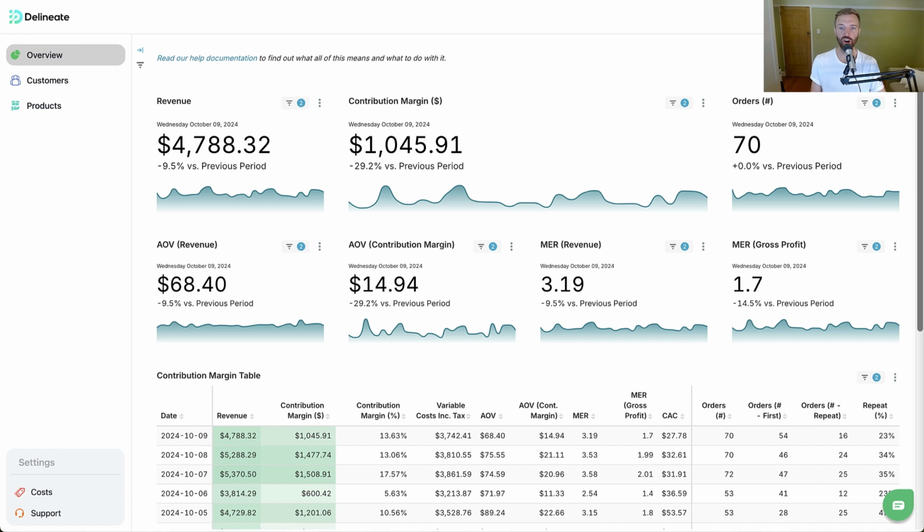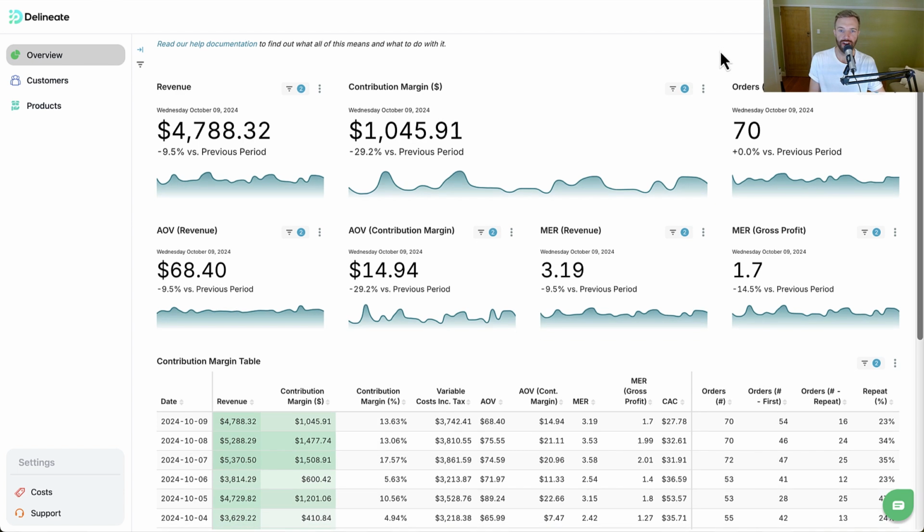how Delineate helps Shopify store owners drive profit and attract loyal customers. So Delineate focuses on profitability and customer lifetime value analytics, where the goal is to not just focus on revenue and growth, which can be misleading, but to help make your business more profitable and sustainable with a more loyal and healthier customer base. Let me show you how.